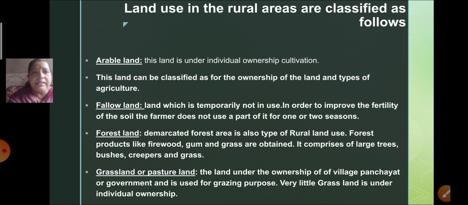Now, what is this arable land? The land which is cultivable land, which is owned by an individual. It is on an ownership level and he is doing agriculture in that field, maybe for commercial purposes. That land is called arable land. This land is under individual ownership, where cultivation is done according to the ownership. That is what is called arable land.